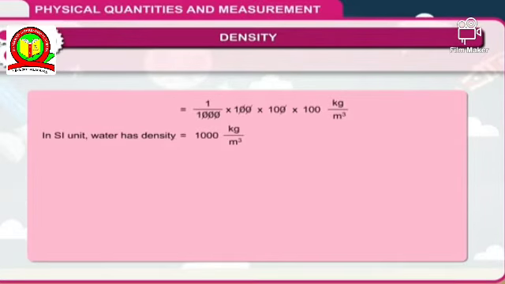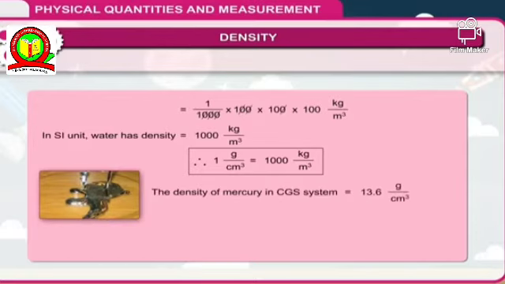In SI unit, water has a density equal to 1000 kilogram per meter cube. Therefore, 1 gram per centimeter cube is equal to 1000 kilogram per meter cube. The density of mercury in the CGS system is equal to 13.6 gram per centimeter cube.